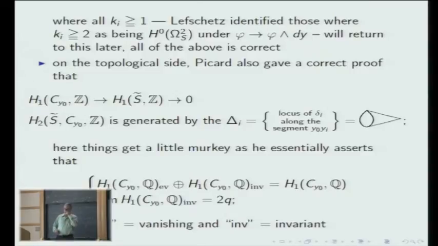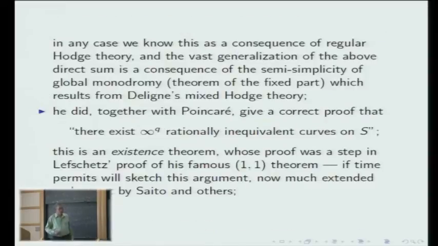But here things got a little murky because he asserted, well, the first homology is the direct sum of the vanishing and the invariant cycles. And moreover, the dimension of the invariant part is twice the dimension of the space of invariant one forms. Well, we now know that this statement is true, but I think the proof in Picard, it's not clear whether it can be made complete in that special case because there was the theorem of complete reducibility of the abelian varieties that Poincaré had. So you get something. Whether you get enough or not, I'm not sure.